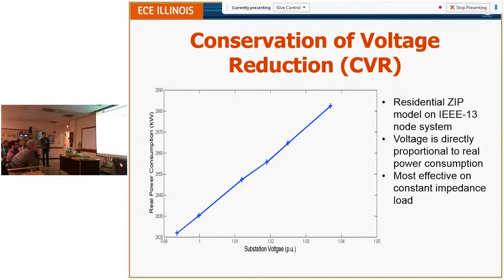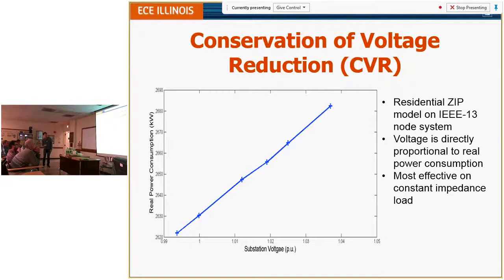So the next topic gives you a little bit of an idea about conservation voltage reduction, also known as CVR. Oh, conservation voltage reduction, sorry. And this one I actually took from the residential ZIP model on the IEEE 13 node system.